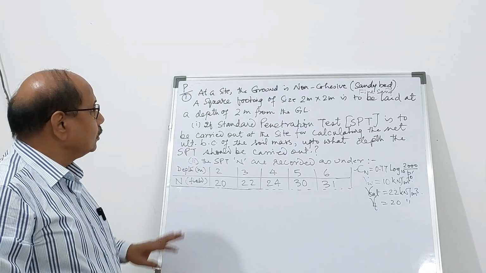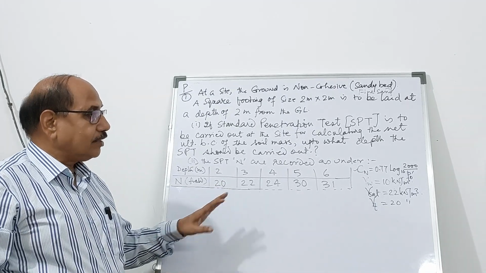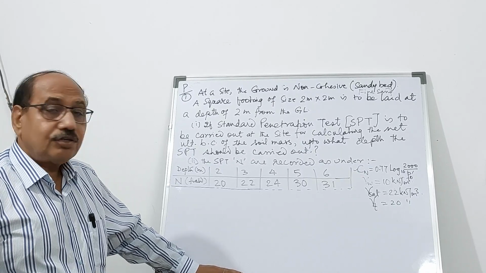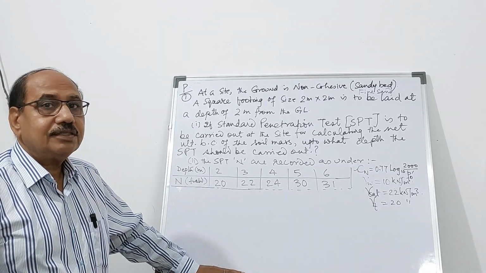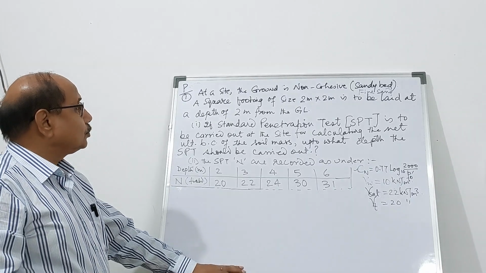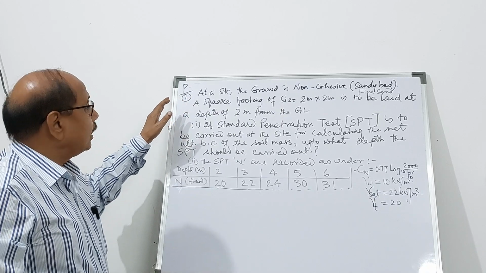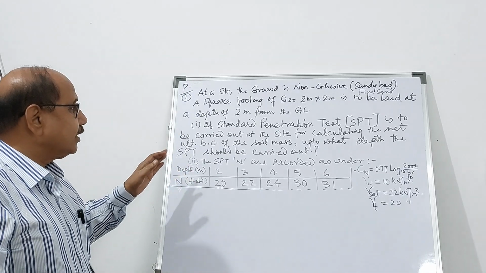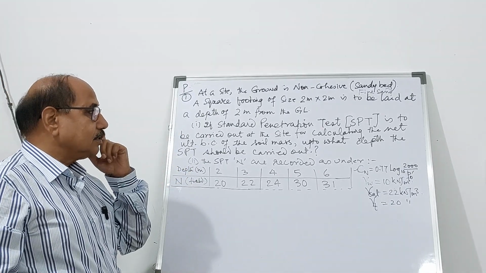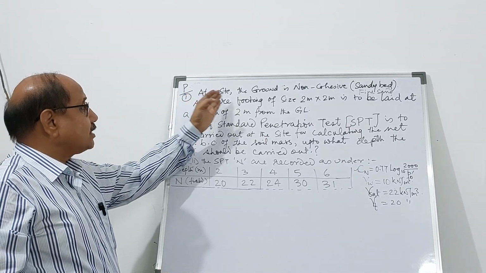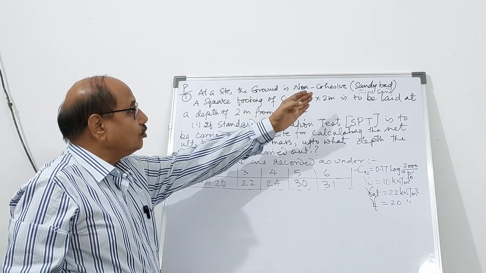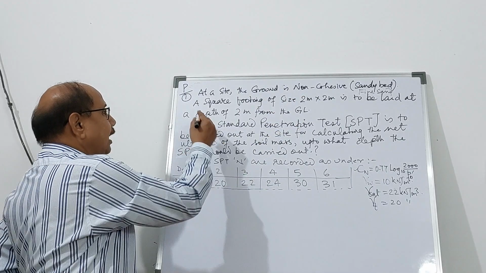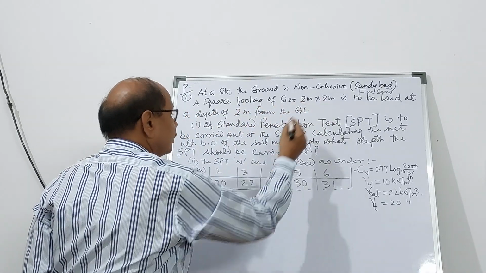Hello everyone. Today we are going to calculate the bearing capacity of a shallow foundation based on standard penetration test data. So this is the problem, and we need to calculate the net ultimate bearing capacity of the soil mass. At a site, the ground is non-cohesive, that is, it is a fine sandy bed, and a square footing of size 2 meter by 2 meters.